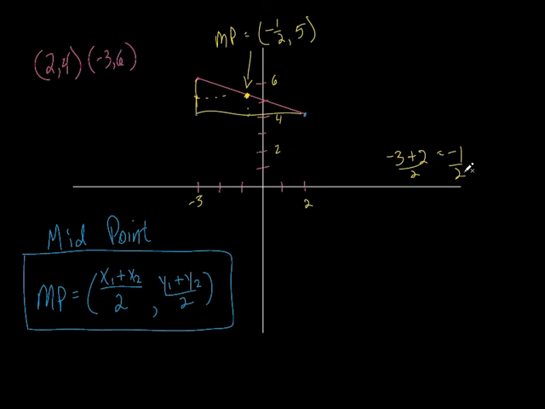2, 2, or negative 1/2? But the answer is not 2, 2. The answer is negative 1/2, 5. Okay. All right. By 2.